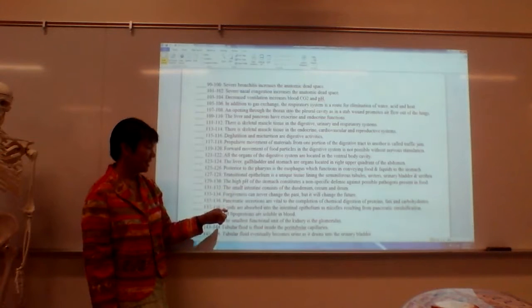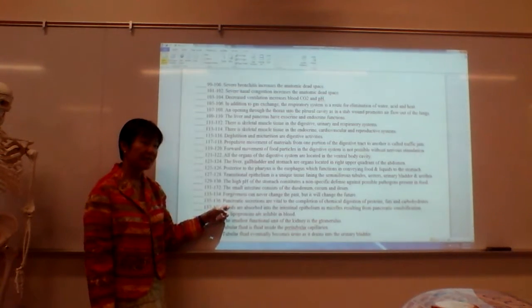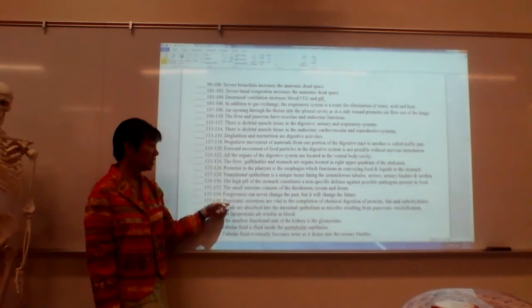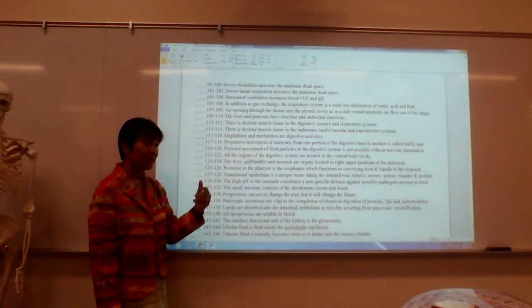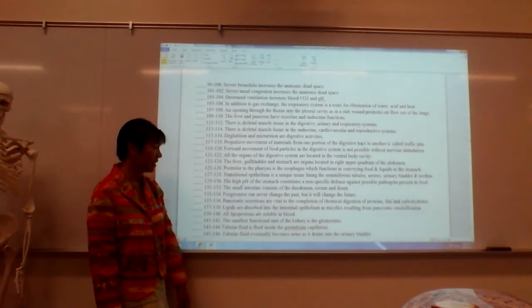Okay. Next, pancreatic secretions are vital with the completion of chemical digestion of the proteins, the fats, and the carbs. True or false? That's true. Yes, I'm thinking that's true, right? That's why if you have pancreatitis, you're in trouble. That's the one, or pancreatic cancer. That's the one that secretes, remember? The pancreatic amylase, pancreatic lipase, and all of those proteins, they came from your pancreas.